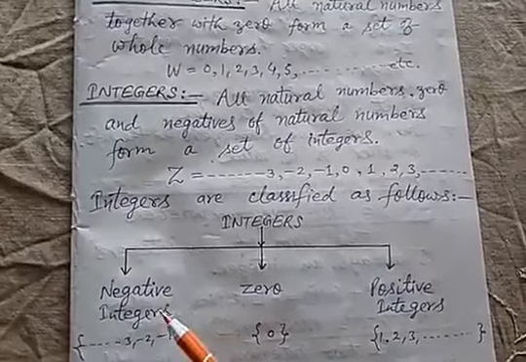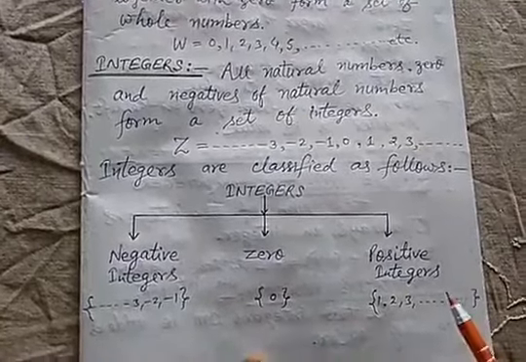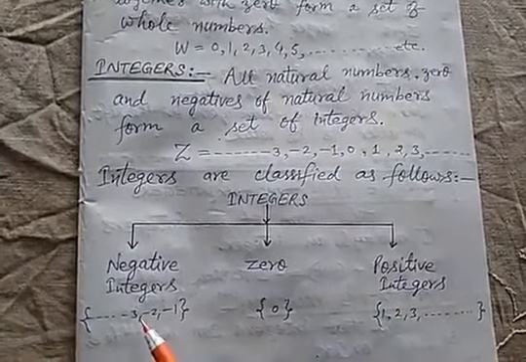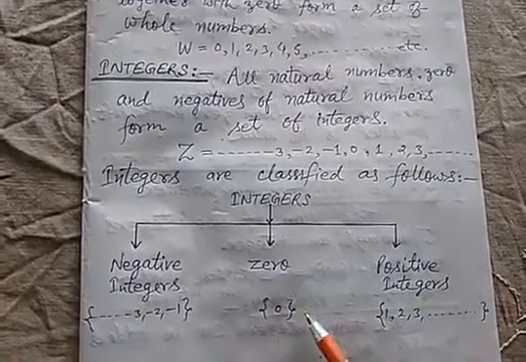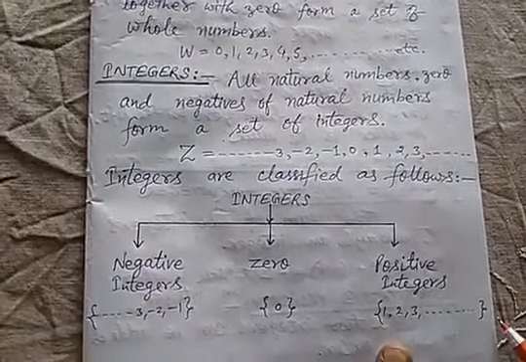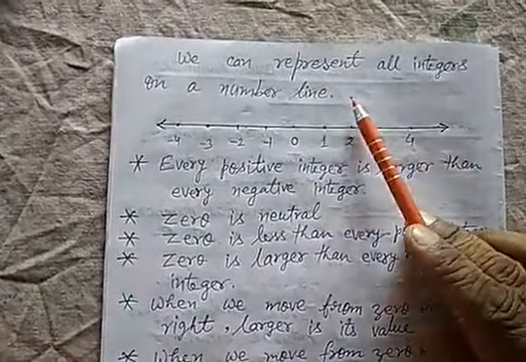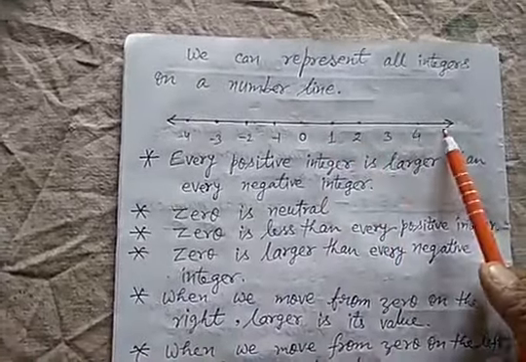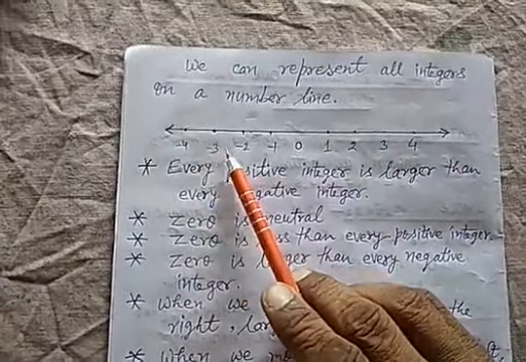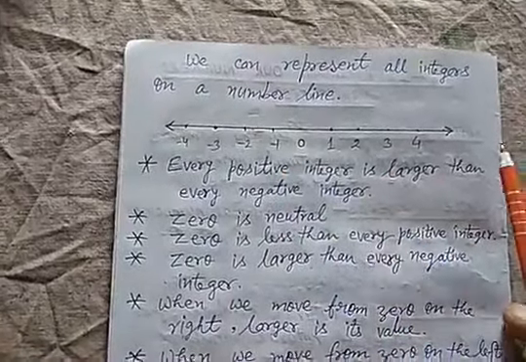Integers: first negative integers, 0 and positive integers. Negative integers, for example, -3, -2, -1; this is 0; and positive integers 1, 2, 3, etc. We can represent all integers on a number line. This is the number line, this is 0, this is -4, -3, -2, -1, 0, 1, 2, 3, 4, etc.